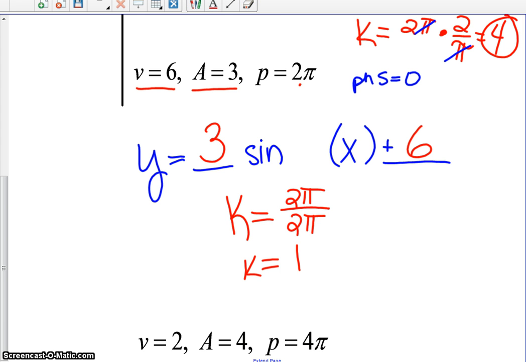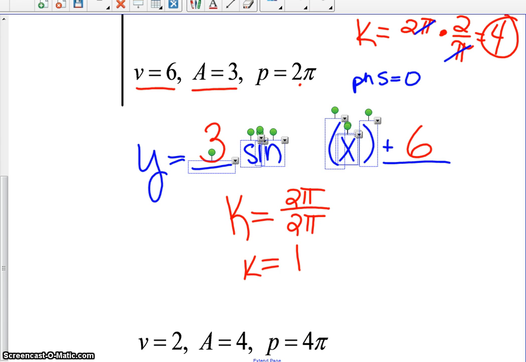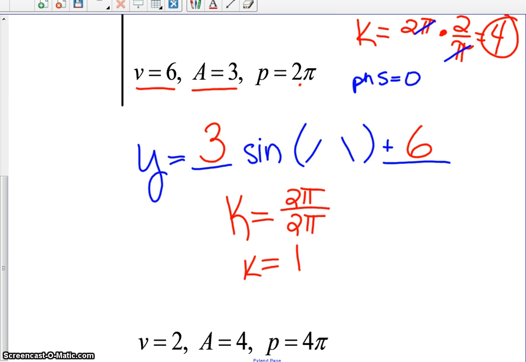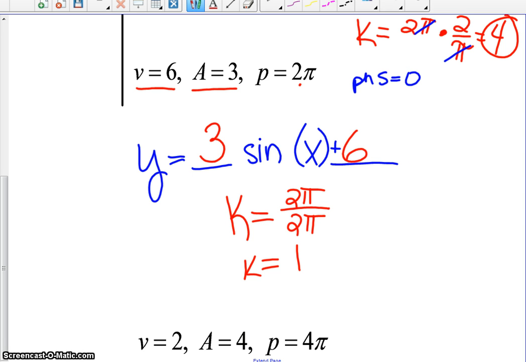Let me see if I can just squeeze everything back together here. Let's just move everything over. There we go. And that would be my answer.